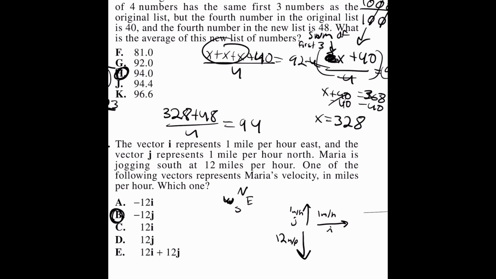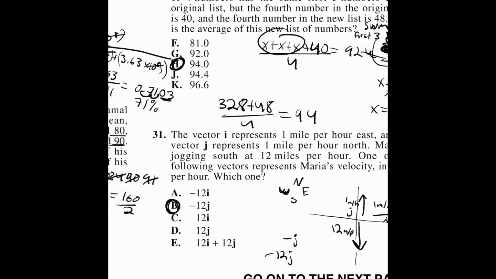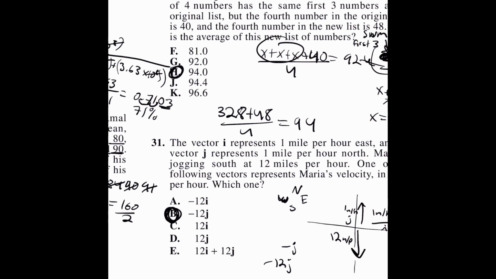So when it comes to vectors, whenever I add a negative, it flips it. So here, the opposite of south is north, which is J. So I can go negative J, and that means this vector flips across this imaginary x-axis. So now we're going south. Negative J, and she's going 12 miles per hour, and since J is only 1 mile per hour, you can just do negative 12J. And so your answer is B.